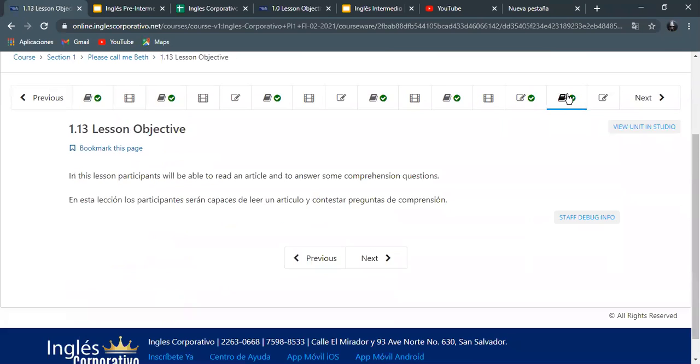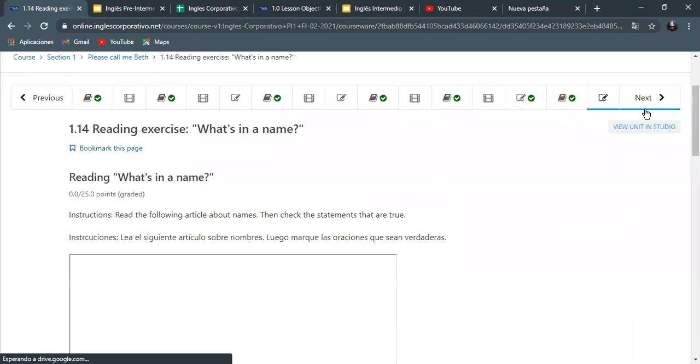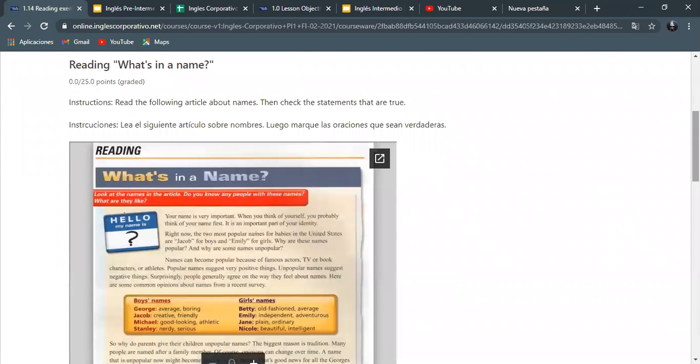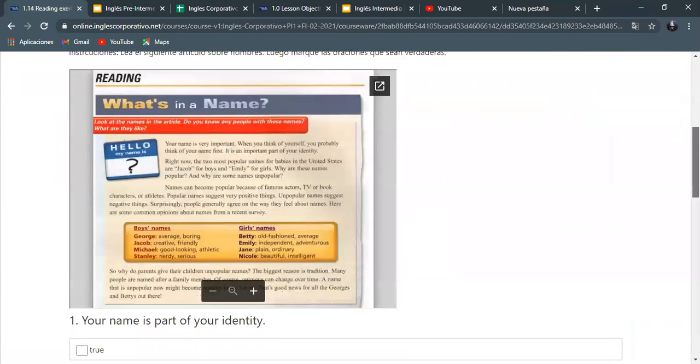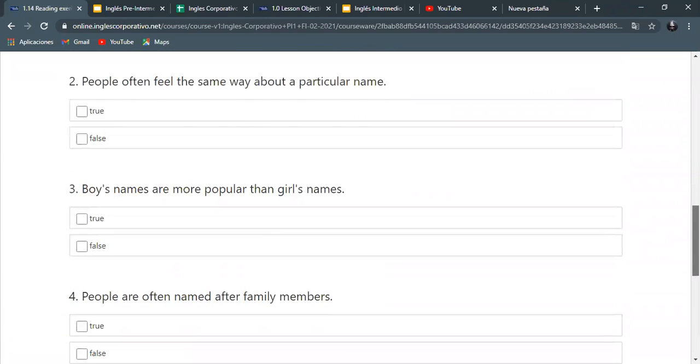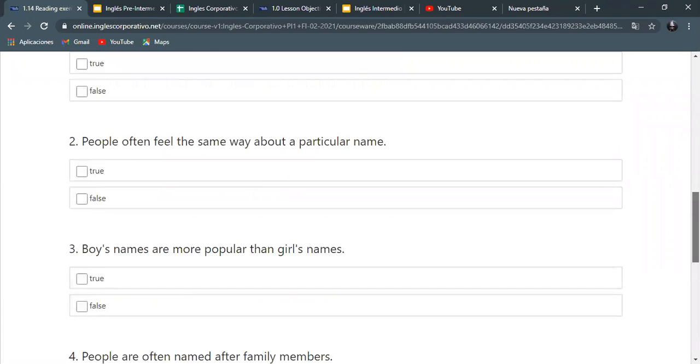Okay, then we have the 113 lesson objective. In this lesson, participants will be able to read an article and to answer some comprehension questions. So, we have a little reading here, right? It was about, I don't remember, it was about names. Yeah, very interesting, this one. And then we have true and false options here. Questions about this exercise?